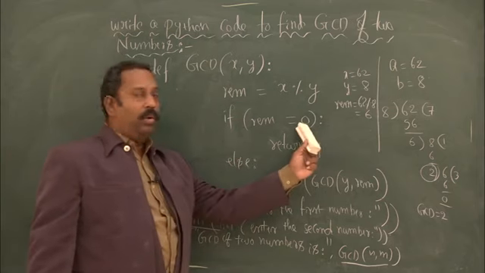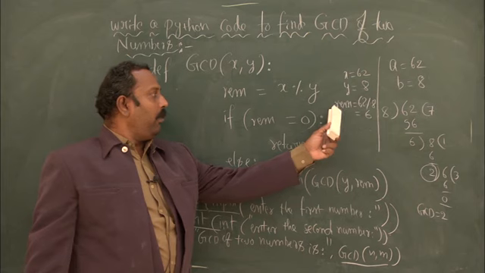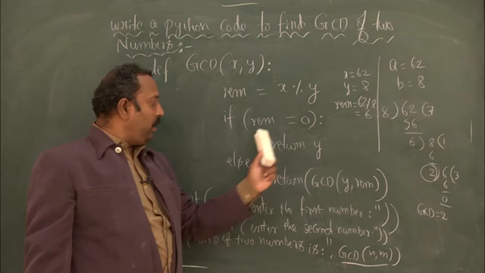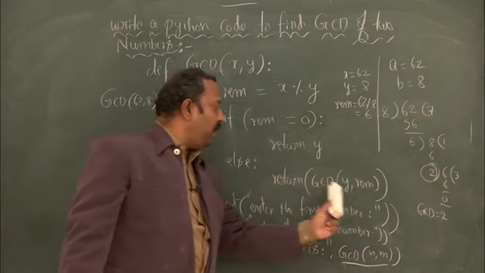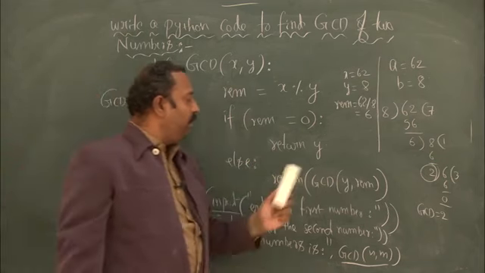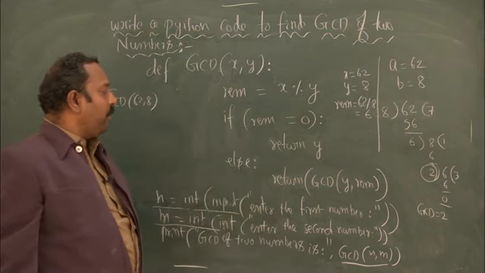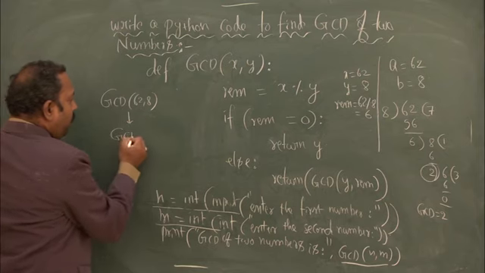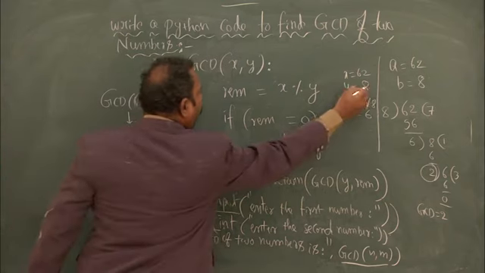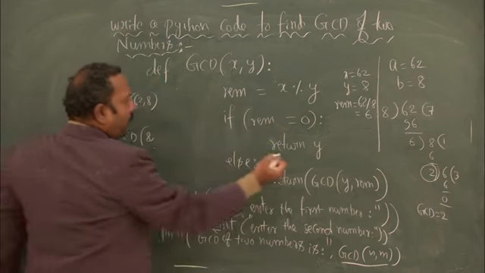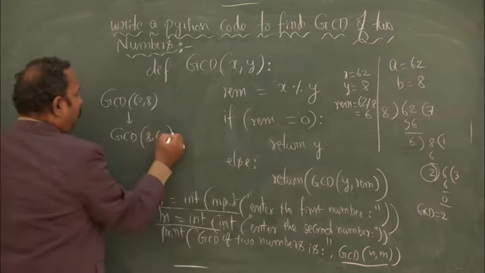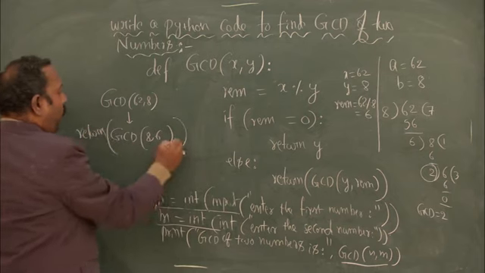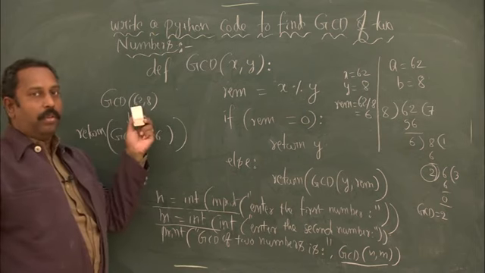Now, if remainder value equal to 0, return y. But the remainder value we got here is 6. So 6 equal to 0, the condition is false, so it comes to the else case. In the else case, what is here? Return GCD of y comma remainder. So there is another function call, GCD of, what is the value of y here? 8. And what is the remainder value here? 6. Whatever value we get here will be returned to this particular function call.